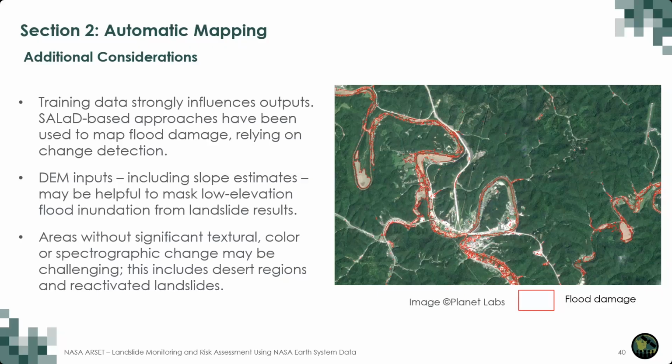One other note is that in areas where there has not been a significant change in the textural, color, or spectrographic analyses or optical observations, detection of landslides may be difficult. This is particularly important in desert regions or areas where landslides have been reactivated. In those places, the bedrock color or the subsurface or soil color may look very similar to the surface color that you would see from orbit. And so ultimately, there may be very limited amounts of change that could be detected. In that case, we may need to use non-optical methods to do this, and we'll talk more about that in a couple of slides.